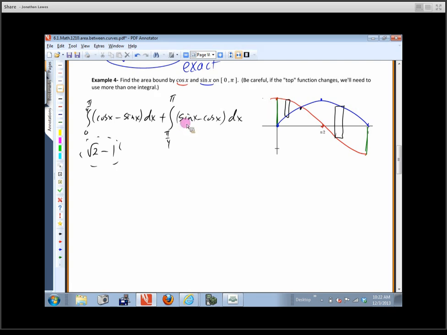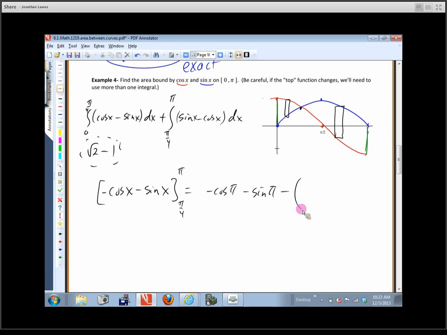I need an antiderivative here. Is that right? Differentiate negative cosine, you get positive sine. Differentiate negative sine, you get negative cosine. So is this the right antiderivative? Yep. So then I need to evaluate from pi fourths to pi. So let's see what we get. I get minus this, cosine of pi minus the sine of pi.